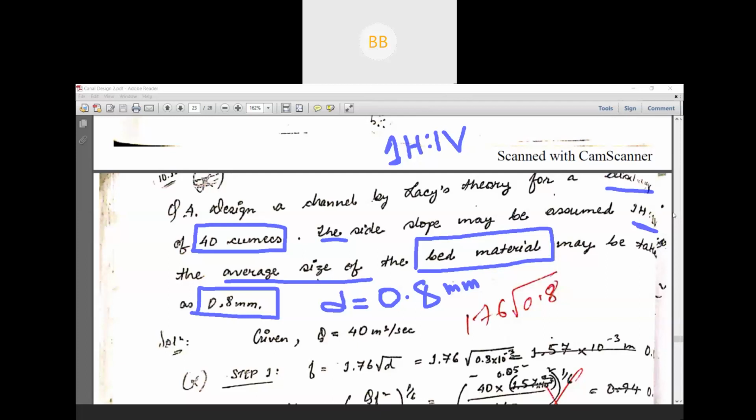It's not visible. Actually, today we have some network issue. Okay, fine.